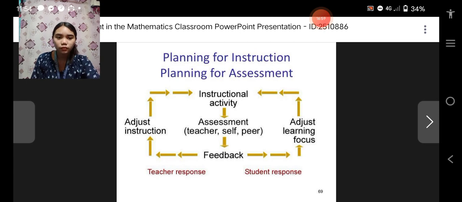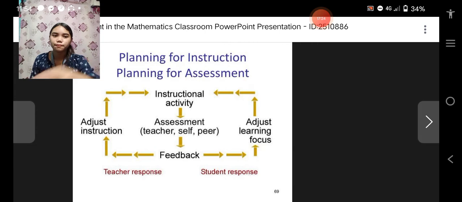After the feedback, the teacher adjusts the instruction and moves into the instructional activities, and on the right is adjusting the learning focus. So this is the teacher response and the student response. The teacher response is to adjust instructions, and the student response is to adjust learning focus.